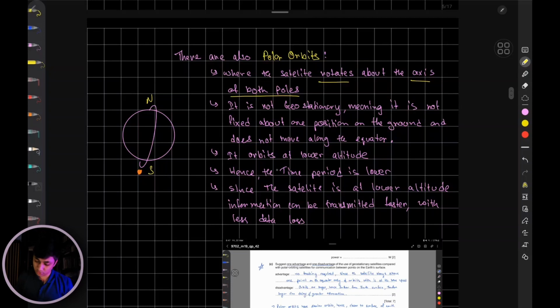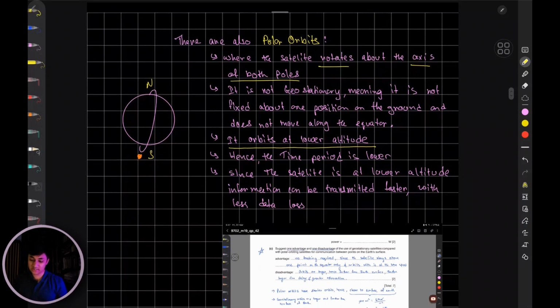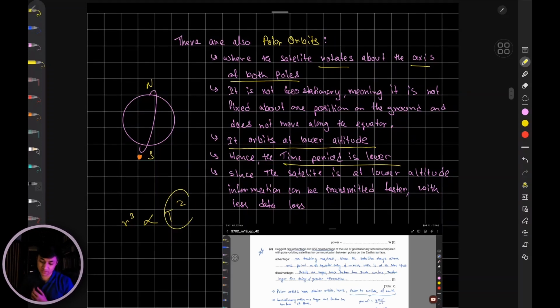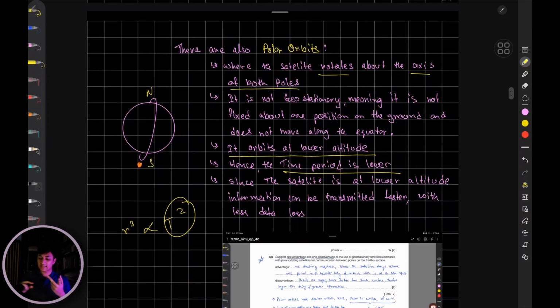Okay, so it tends to orbit at lower altitude. That is the third point. Fourth point, the time period is going to be lower. Why? Remember the proportionality that r cubed is proportional to T squared. So if your altitude is lower, your time period is also going to be lower. So in polar orbits, the altitude is lower and the time period is also lower.